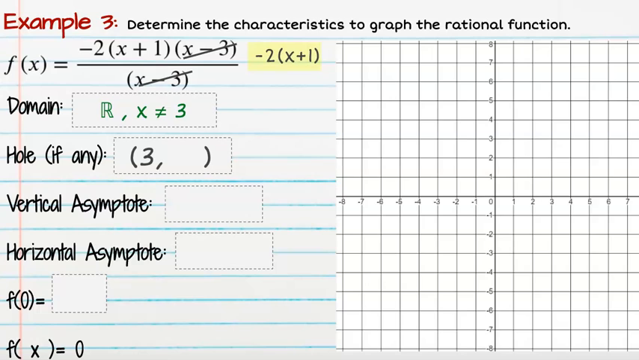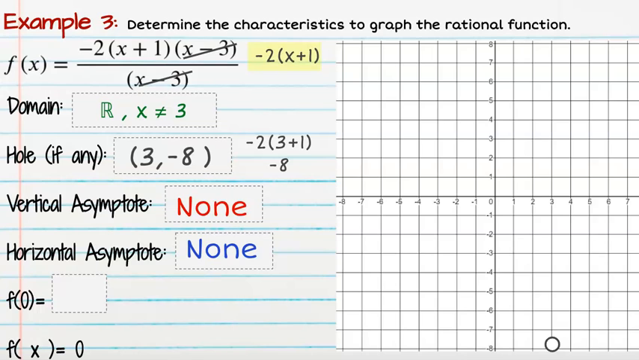So we know we actually will have a hole at 3. So let's substitute the 3 back in to find exactly where the hole is. 3, negative 8 is our hole. Because there is no remaining factor in the denominator, there will be no vertical asymptote. Because our function is no longer rational, there will not be a horizontal asymptote either.